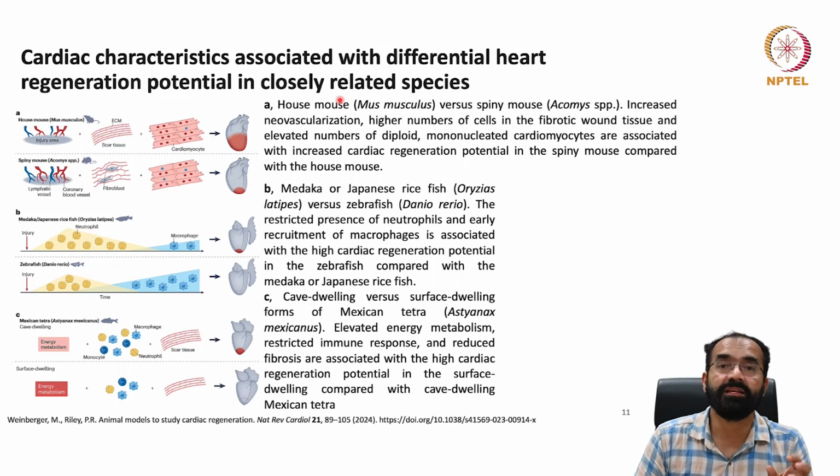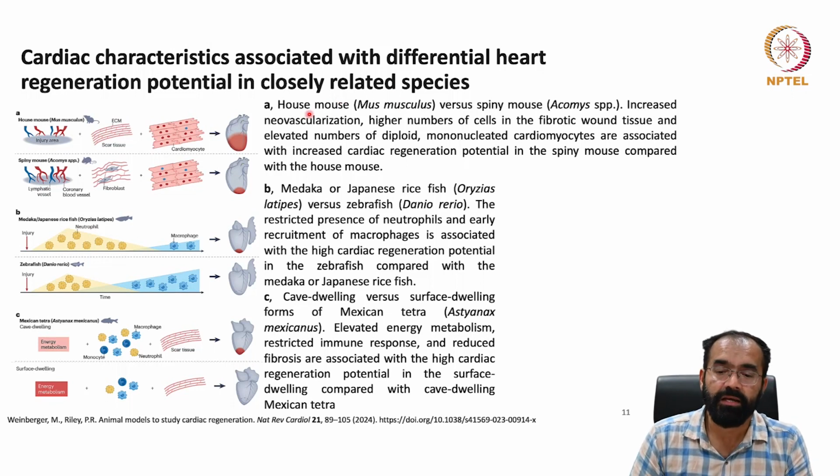Now, how are they responding at tissue level? Mus musculus, that is house mouse, versus spiny mouse. If you compare, increased neovascularization, higher numbers of cells in the fibrotic wound tissue and an elevated number of diploid mononucleated cardiomyocytes are associated with increased cardiac regeneration potential in the spiny mouse compared to that of the house mouse.